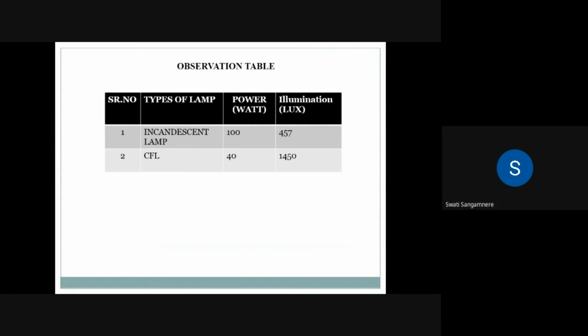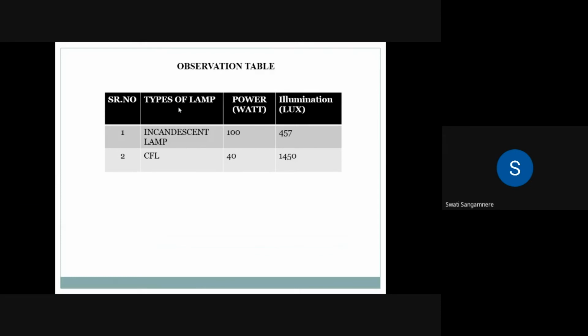Then in the observation table, we write down the readings taken while performing the practical. In types of lamp, we write incandescent lamp and second CFL lamp. Then power in watt: we write the power consumed by that incandescent or CFL lamp. Incandescent lamp consumes power 100 and CFL consumes 40. Then the illumination level of incandescent lamp is 457 lux, and compact fluorescent lamp is 1450 lux.